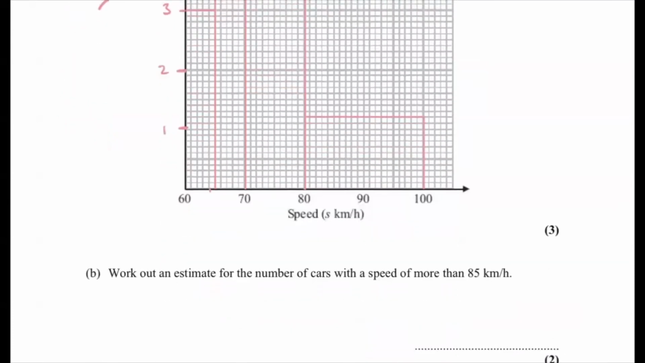Now we have to work out an estimate for the number of cars with a speed of more than 85. 85 to 100 is a range of 15. If I mark off my 85, we know the class width is 15. We know the height is 1.2 from part A. And the frequency is the area of the graph, or you can use your formula triangle. Frequency is the class width, which is 15, times by the frequency density. And we get a final answer of 18.